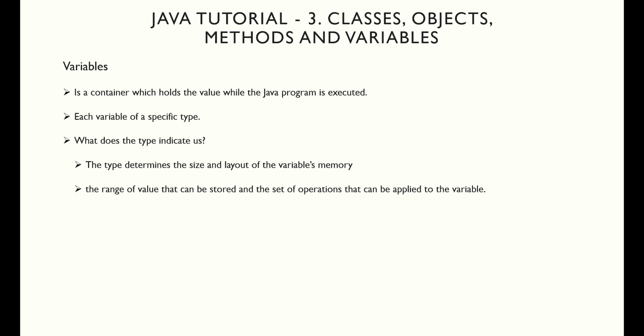That sounds like a definition. What exactly happens internally? A variable is the name of a reserved area allocated in memory. In other words, it is a name of the memory location. Vary plus able, which means its value can be changed.